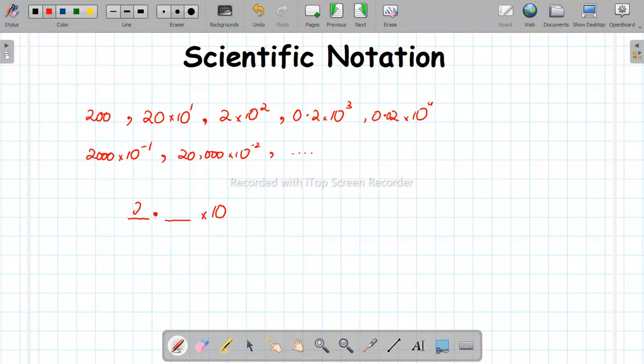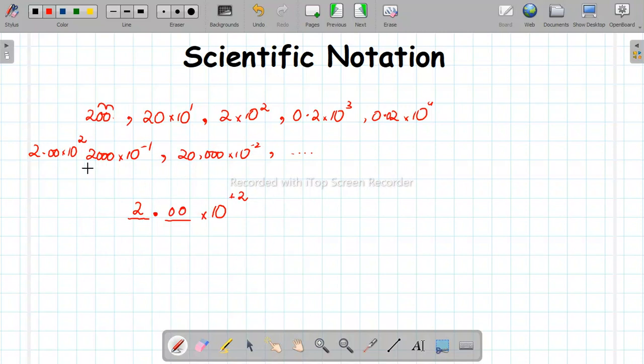I will write 2, but after this 2 I have to place the point. How can I write this 200? 2.00 × 10 raised to the power 2, right? Because I have brought the decimal 2 digits to the left. When we bring the decimal to the left, the power keeps increasing positively, and when we take the decimal to the right, the power keeps increasing negatively, right? So I am going to write 10 raised to the power plus 2 with this 0 right here.